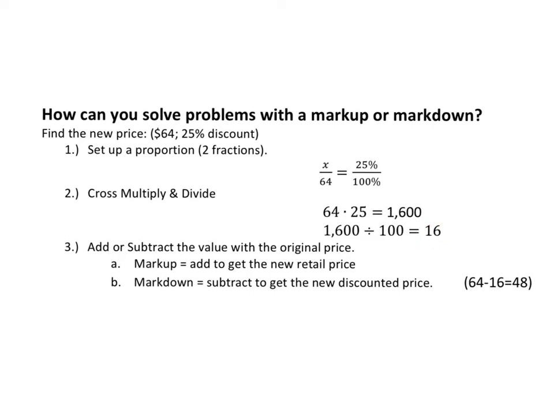So then we have to add or subtract the value with the original price. If it's a markup, you would add. If it's a markdown, you subtract. Since this is a markdown, we are going to subtract. So we do 64 minus 16 gives us 48. So the new price would be $48.